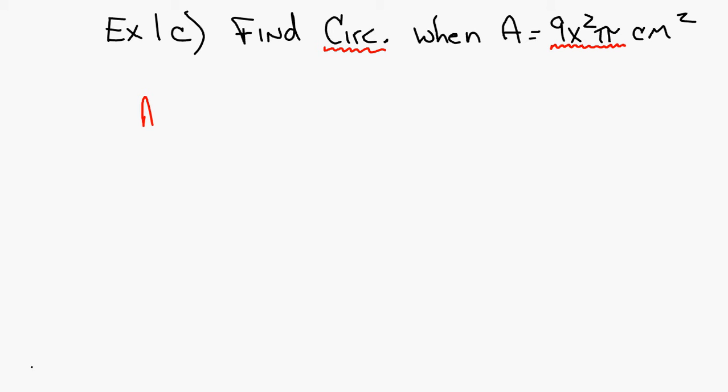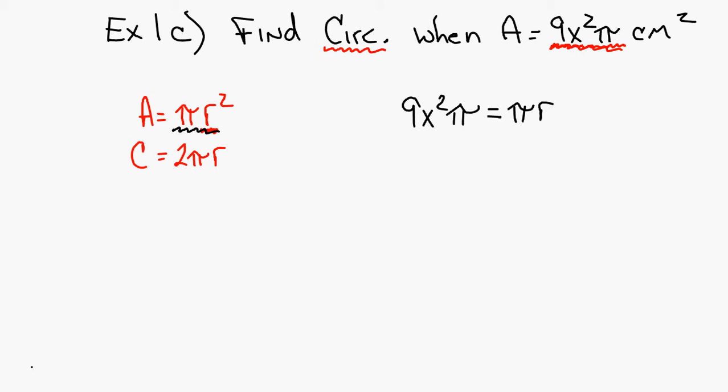So, look, area is equal to pi r squared, right? Circumference equals 2 pi r. So if you know the area, you can find the radius, can't you? And that's the way you have to work through these problems. If you know the area and the radius is in the area formula, then you can solve for the radius. So you can set this area, 9x squared pi, equal to the formula for the area, which is pi times r squared.